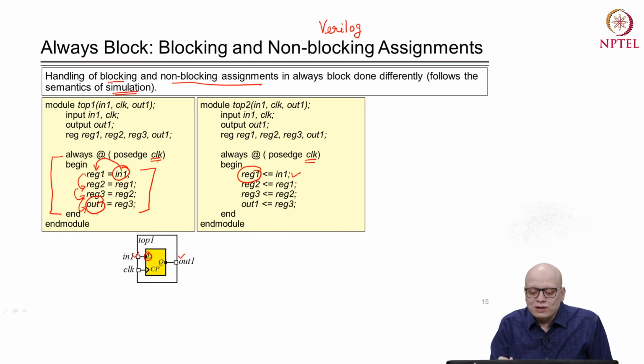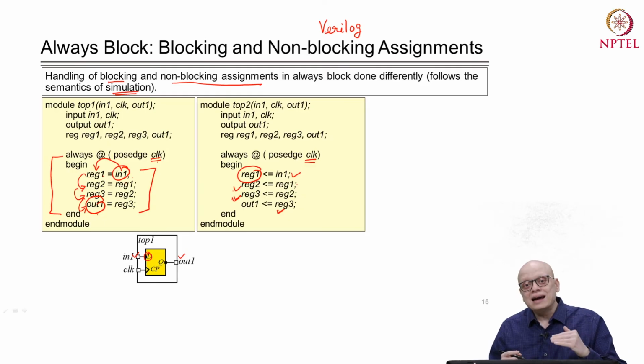And then what happens to res2? The current value of reg1, which is not yet updated to in1, is scheduled to be assigned to res2, but res2's value is still not updated. In the next step, the current value of res2 is assigned to res3, and res3 is not yet updated. In the third case, the current value of res3 will be assigned to out1, but out1 is not yet updated.